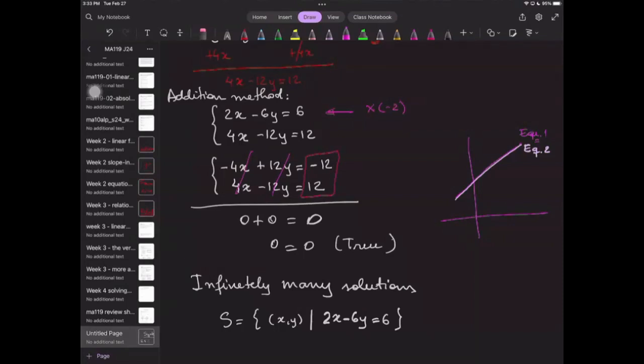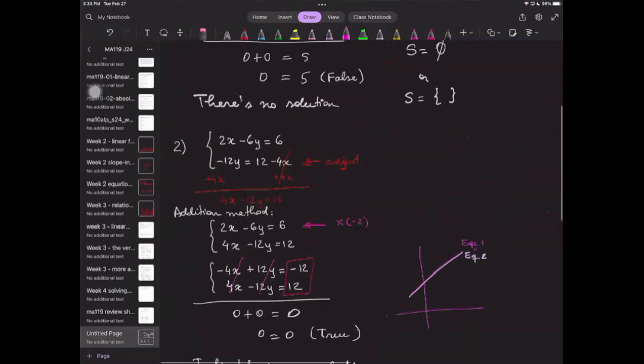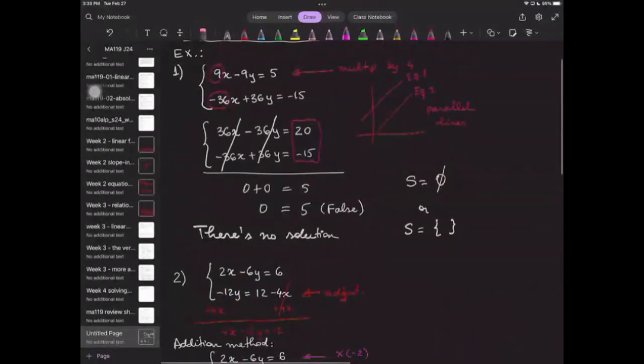If your statement after canceling both variables is false, you don't have a solution, right? So that is the other case that we saw above. The lines are parallel.